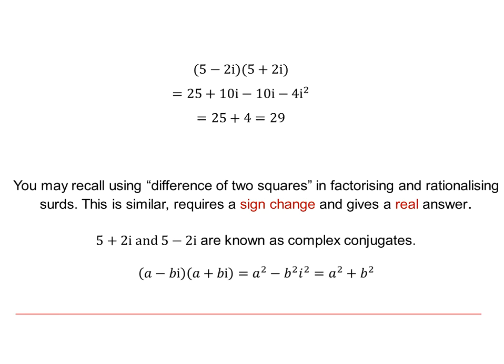We can consider conjugates in general. If we've got a minus bi multiplied by a plus bi, same as before, we've got the first term a squared and the last term minus b squared i squared. Then the middle terms are both a times bi, but one of them is negative abi and the other one is positive abi. So those two parts disappear, and we end up with a squared plus b squared, which you can, if you wish, learn as a general result.